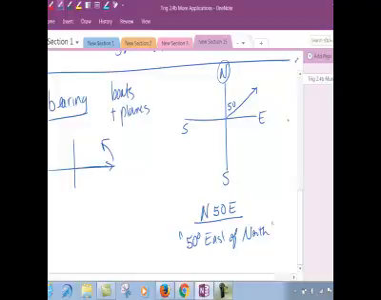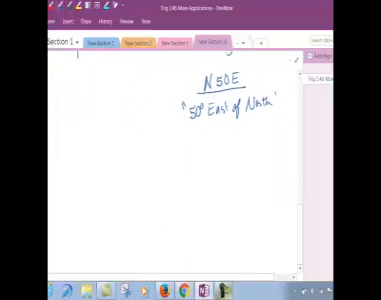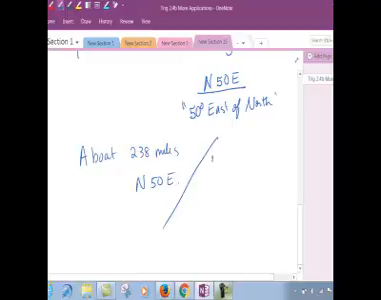Alright, so let's go ahead and do a problem with this. Let's say that a boat takes off and it motors for 238 miles, and let's go ahead and keep the north 50 east. Then the question is, when it stops, how far has the boat traveled north? And then how far has the boat traveled east?